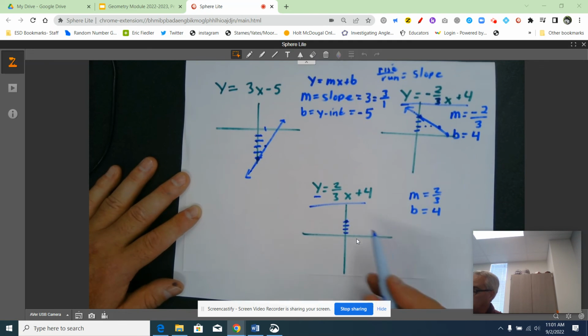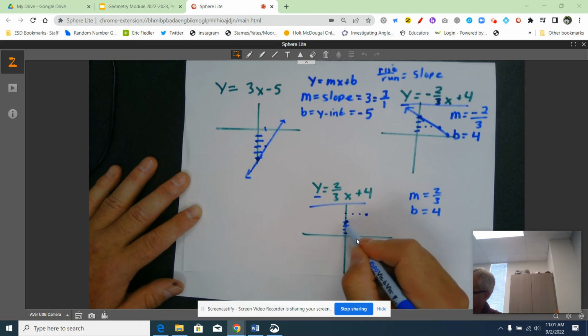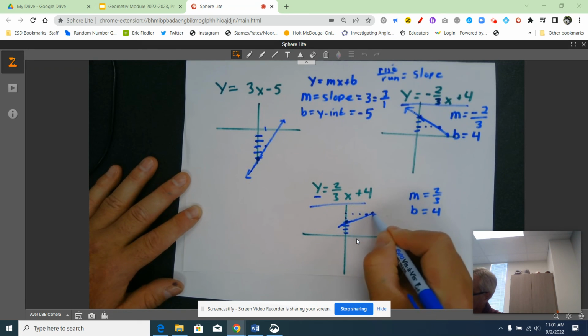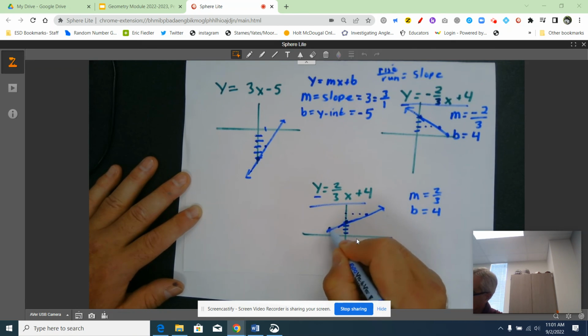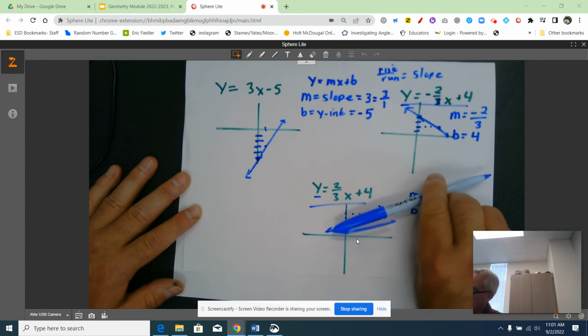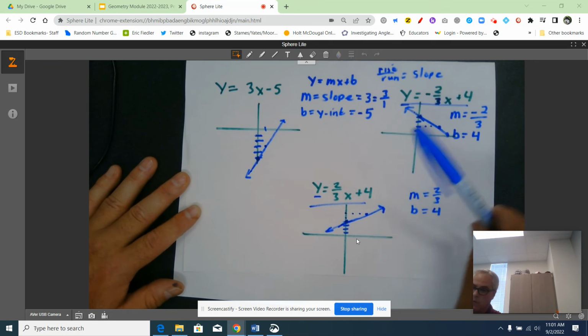But now what do I do? Well, it's a rise of 2 and a run of 3, which means I have to go up 2 and then over 3. 1, 2, 3. Put a dot there. And then there is my line. Notice when it has a positive slope, it goes up and to the right. When it has a negative slope, it goes down and to the right.